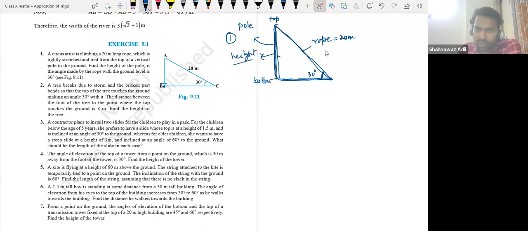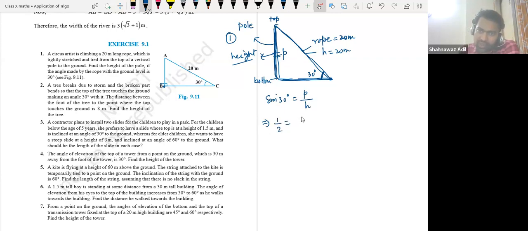This is the hypotenuse that we know. This is the perpendicular, height, absolutely correct. So we have to relate this perpendicular with the hypotenuse. What relates the perpendicular with the hypotenuse? Sine value. So sine theta would be P by H. Sine 30 is how much? 1 by 2, absolutely correct.